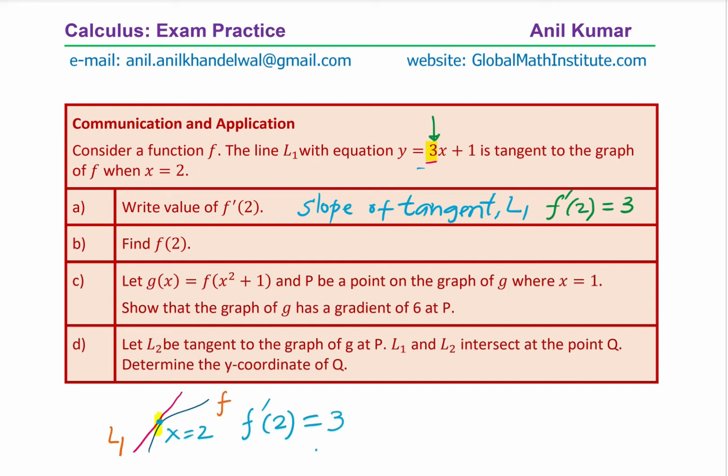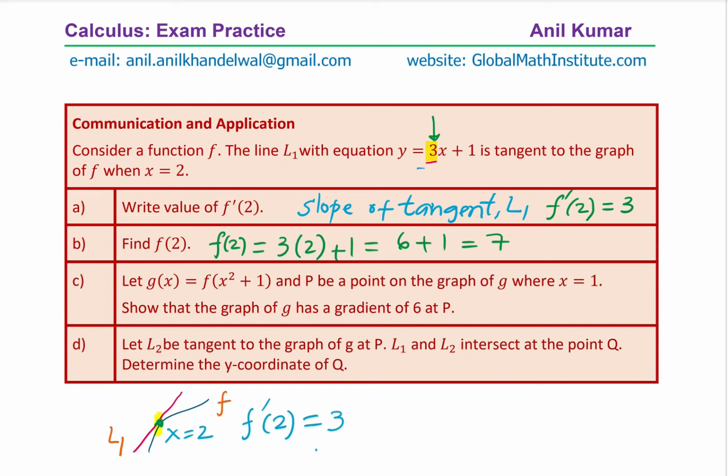Now the question is to find the value f of 2. Because the point is also on the line, we can say f of 2 is equal to, substituting 2 here, 3 times 2 plus 1, which is 6 plus 1, that is 7. So that is the value at 2.